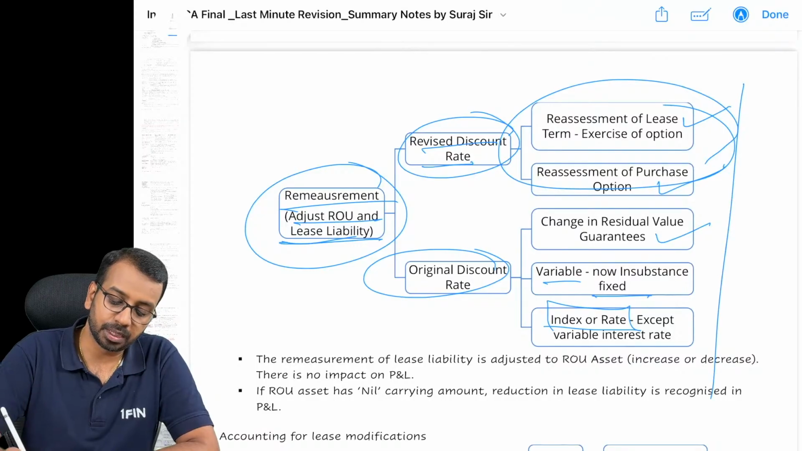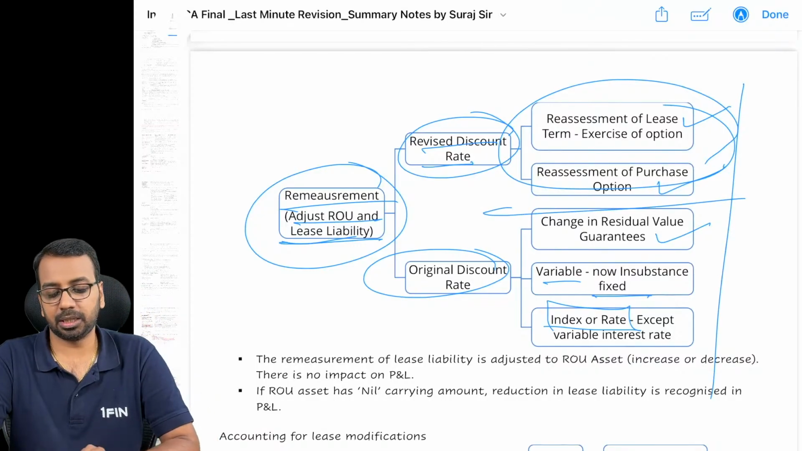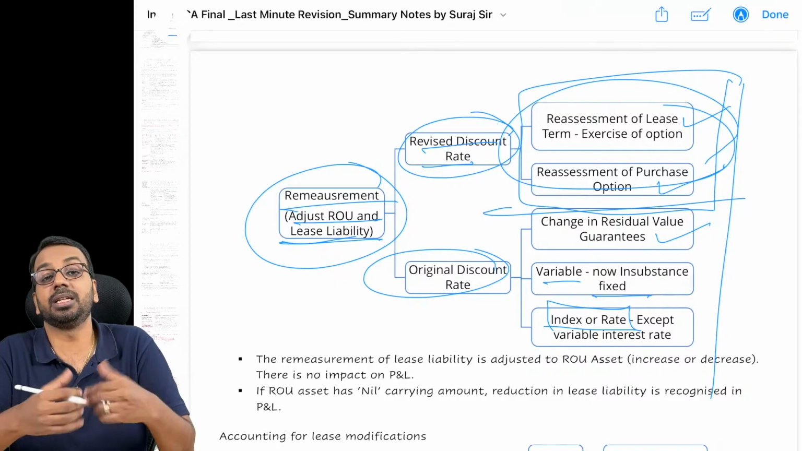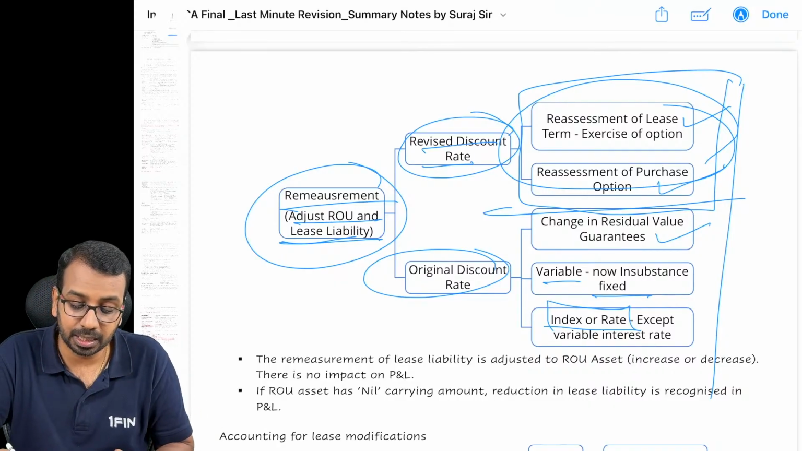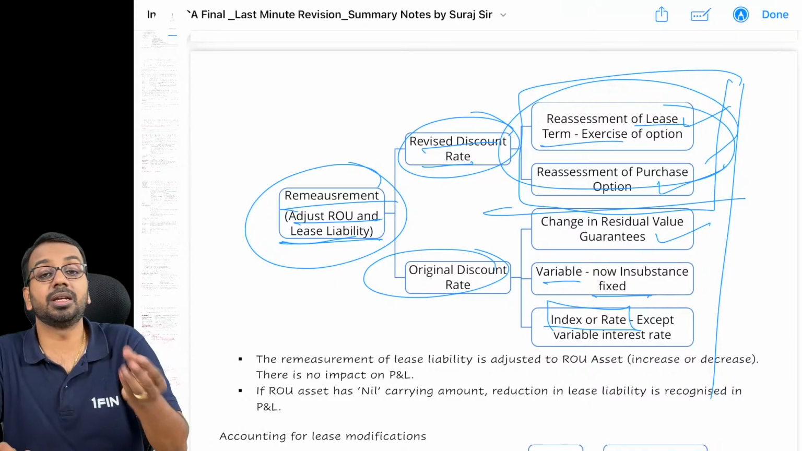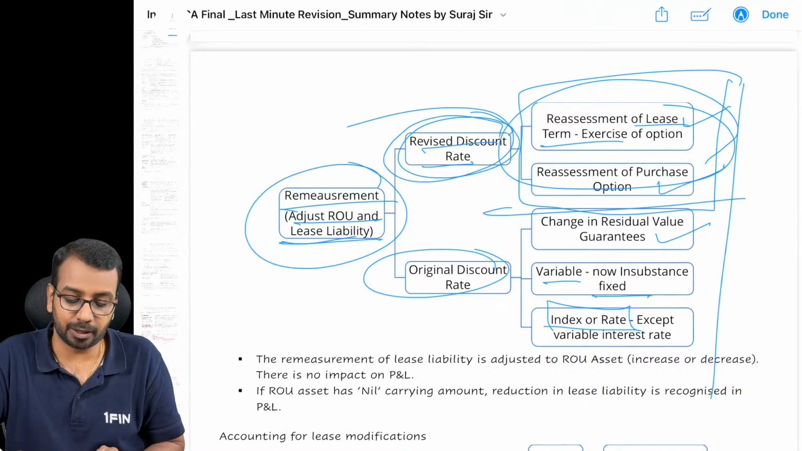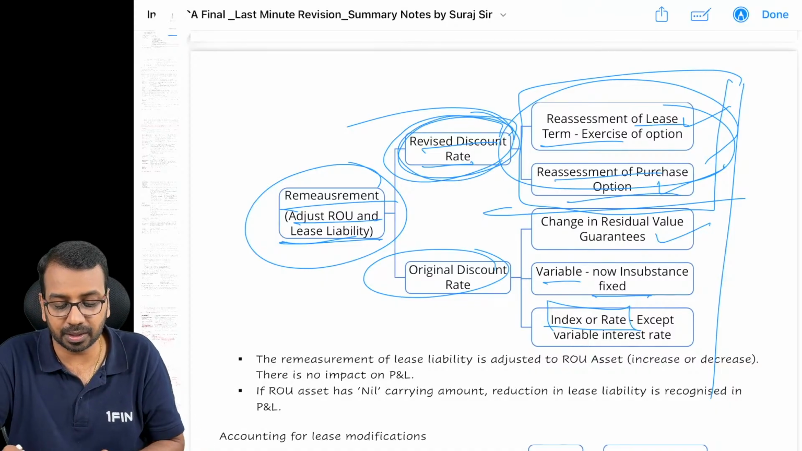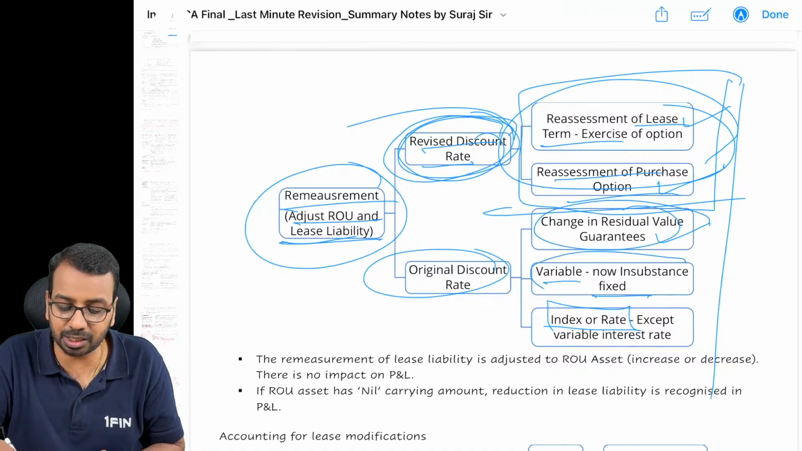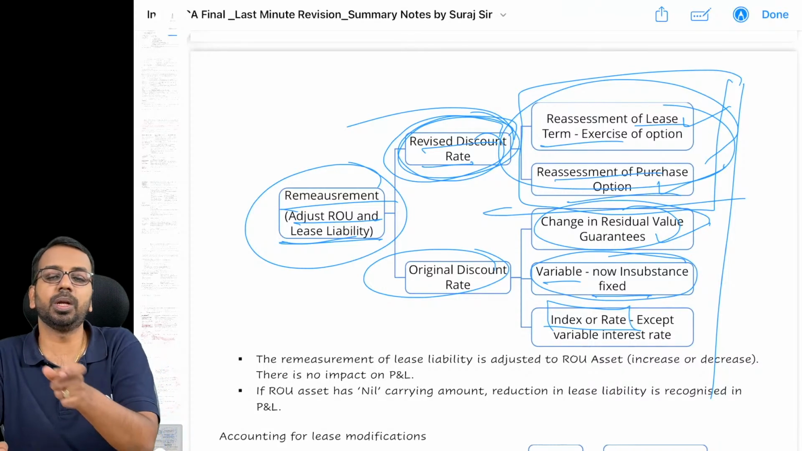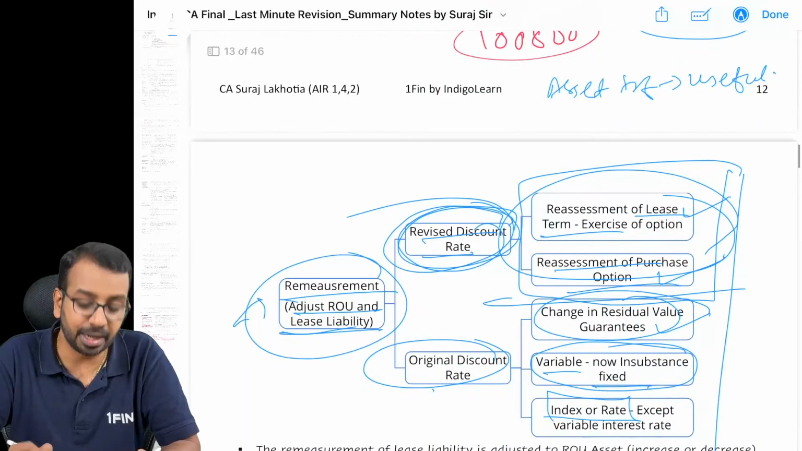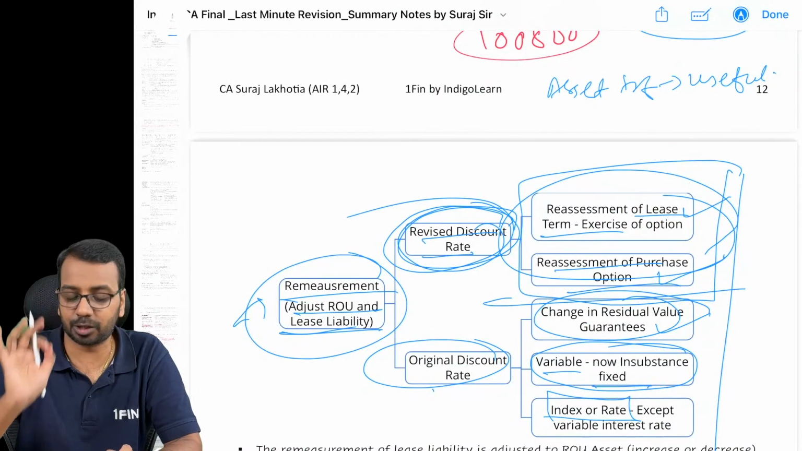Now here, for you to remember, in these two cases, the underlying substance of the lease itself has changed. For example, the lease term, I have changed the lease term itself. So that is where you are using the revised rate. Reassessment of purchase option, I am saying I will purchase the asset. So again, revised rate. These are basically estimate changes. So in that case, you will use the old rate. And whenever there is a remeasurement, there is no impact on P&L. One thing you have to keep in mind.